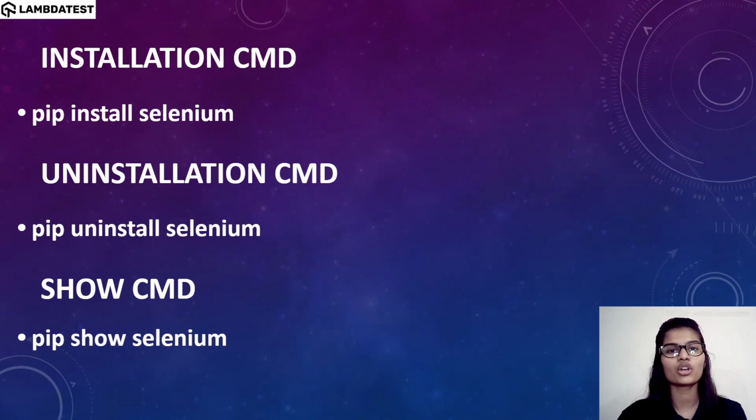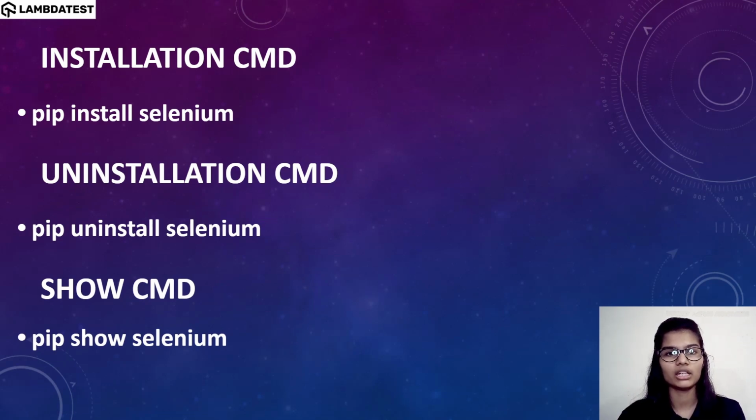And the show command shows the current version of Selenium which you have on your devices. So you just have to write pip show Selenium. It will show the current version of your Selenium, when it was installed, and details like that. Okay, so this is how your Selenium installation will work.